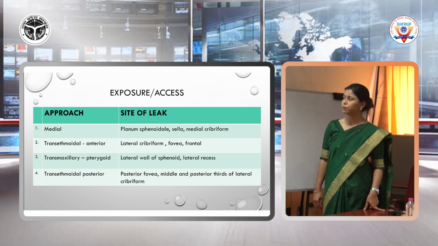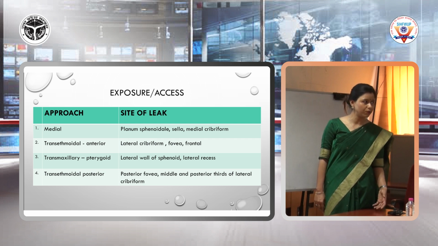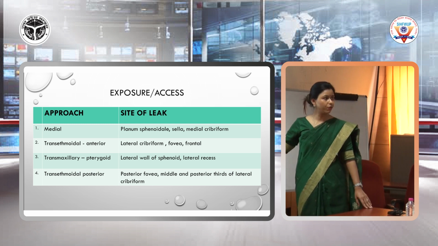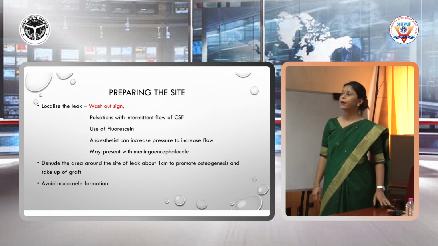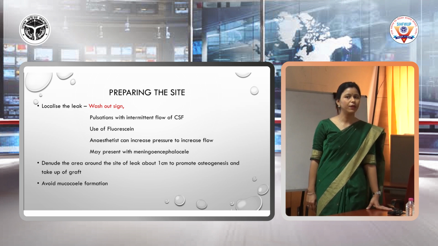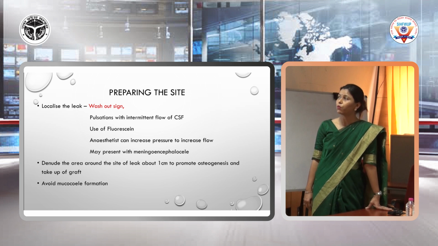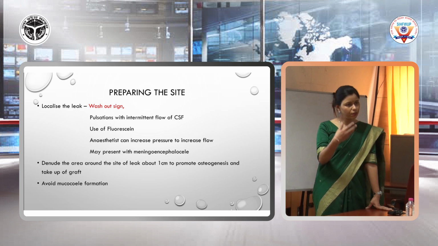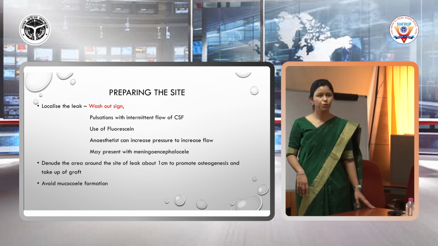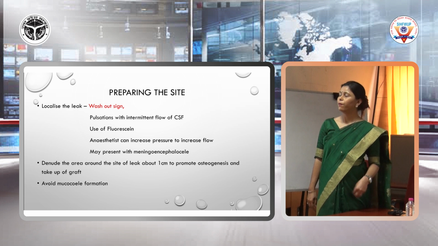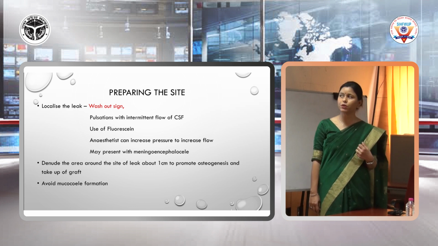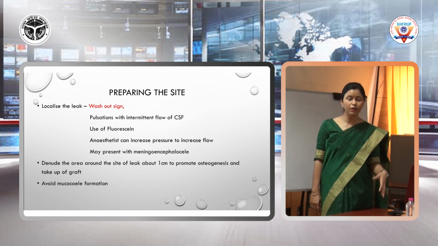Then transethmoidal posterior is meant for the posterior part of the fovea ethmoidalis and the middle and posterior thirds of the lateral cribriform plate. So these are the approaches. Then preparing the site. First, of course, we have to localize the site which we have to address. We look for the washout sign, which is nothing but the dripping of CSF, the CSF coming out from that particular site. And we see pulsations, which are transmitted pulsations from the vessels of the circle of Willis.